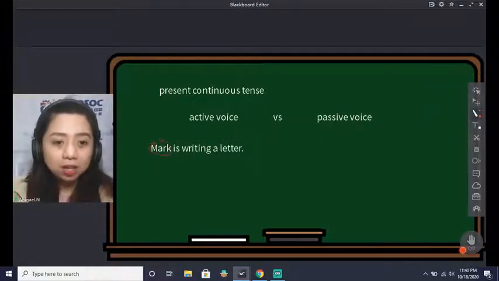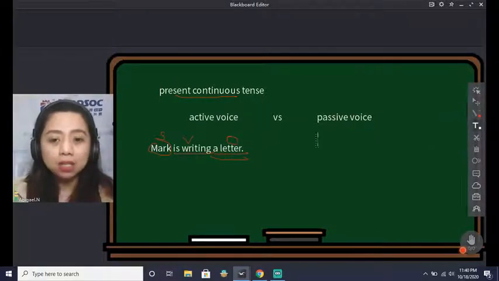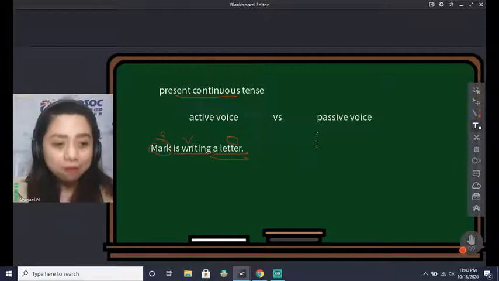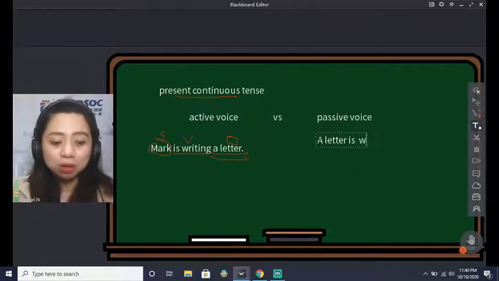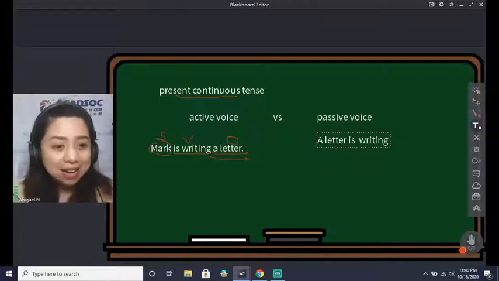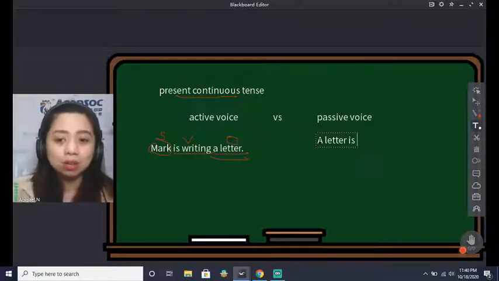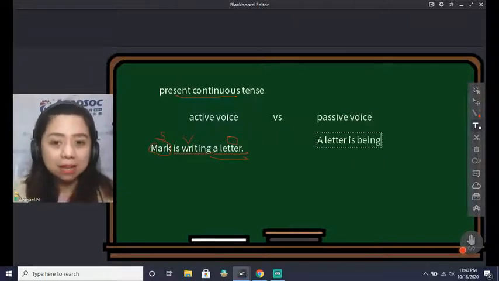Let's check. Subject, this is your doer. Is writing, this is your verb in present continuous tense. A letter is your object. Now, in passive voice, we will switch the places because we will emphasize the receiver of the action. So we'll start with a letter. Is not writing, because if we write writing, look at this. The letter is writing. Can a letter write? No, it can't, right? So we're going to use the verb being. The letter is being written.